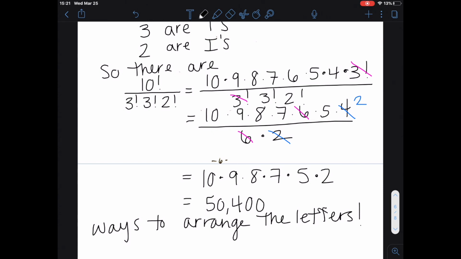So in this particular section, the order does matter. In the next section, we're going to see the order is not going to matter, and that's going to be a different topic called combinations.